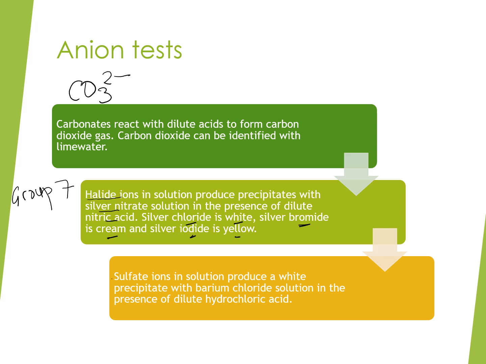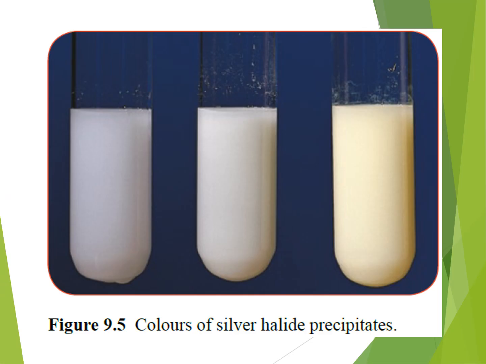Finally, we have sulphate. Sulphate is the SO4 2- ion. If you have it in a solution, it makes a white precipitate with barium chloride and hydrochloric acid. Let's have a look at what the picture for the halide ions looks like. So these are the precipitate colors for your halide testing.